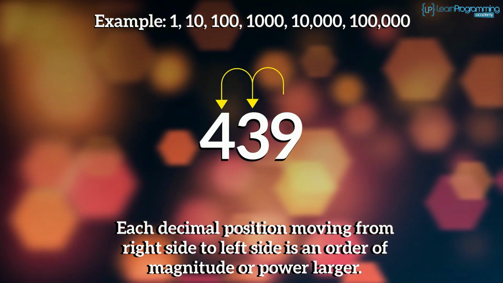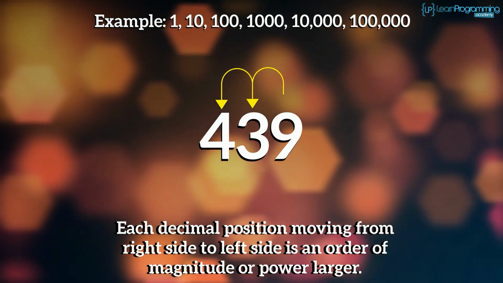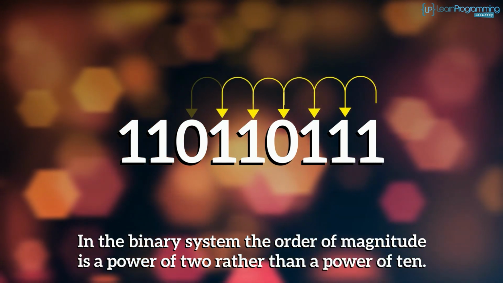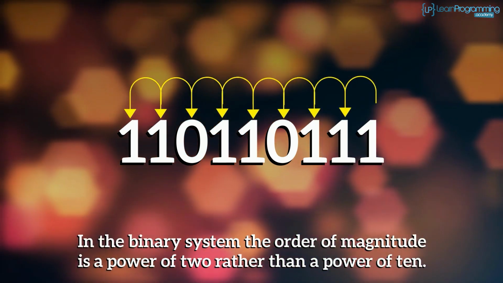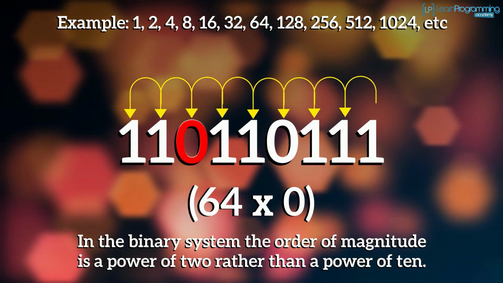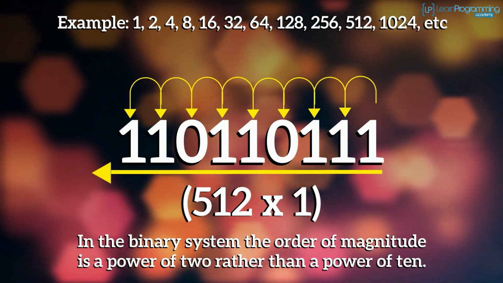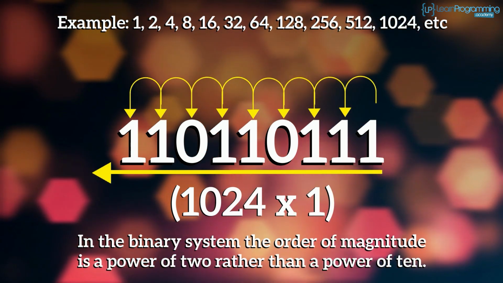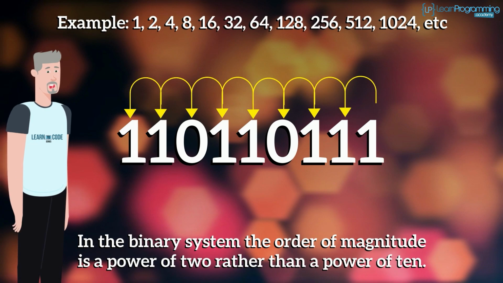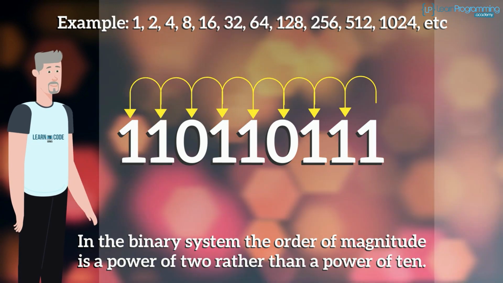10, 100, 1000, 10,000, 100,000, etc. for the decimal system. But in the binary system, the order of magnitude is a power of 2 rather than a power of 10. For example, 1, 2, 4, 8, 16, 32, 64, 128, 256, 512, 1024, etc. It's interesting that we use the decimal number system to show you the binary position values.